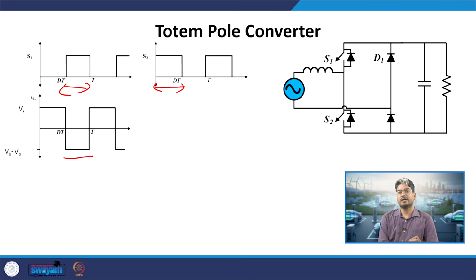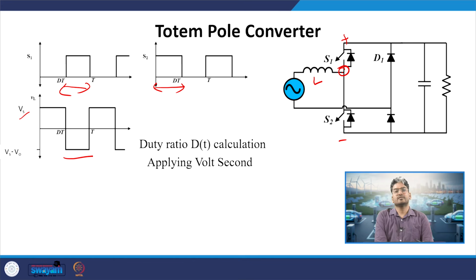For the positive half and negative half, this terminal will be selectively connected to the upper pole or the lower pole, that is the positive pole or the negative pole, based on which half cycle we are seeing. So, the difference between the input and output voltage will be applied across this inductor when we are going in the discharging mode. When we are in the charging mode, it will be directly connected to the supply voltage.